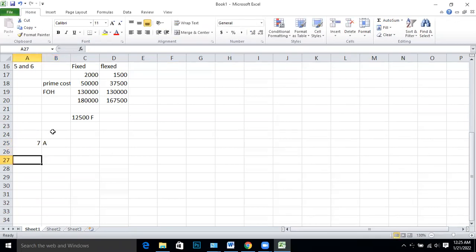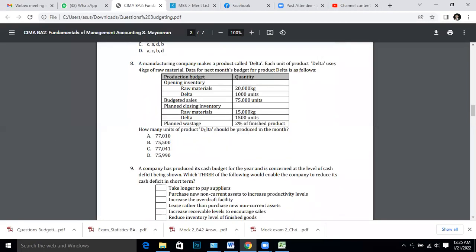That's a straightforward theory question. A manufacturing company makes a product called Delta. Each unit of product Delta uses 4 kilograms of raw materials. Data for next month's budget for product Delta is as follows. Opening inventory. How many units of Delta should be produced in that month? Sales, how much? 75,000.